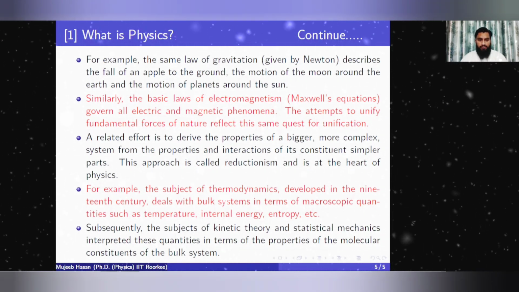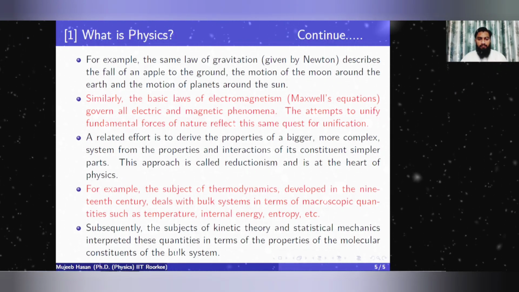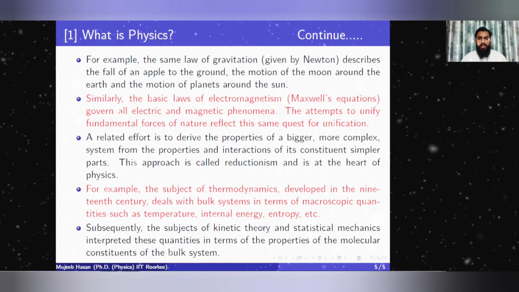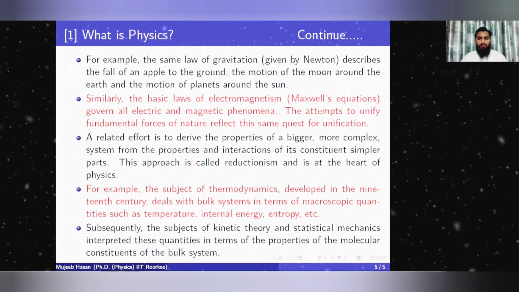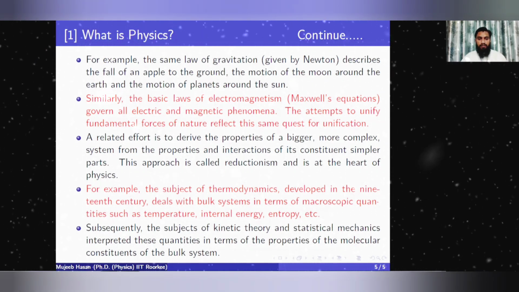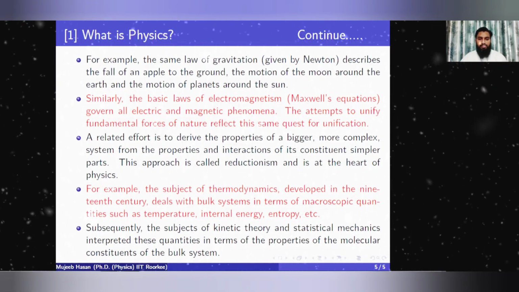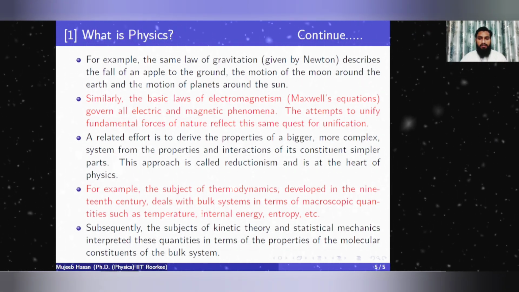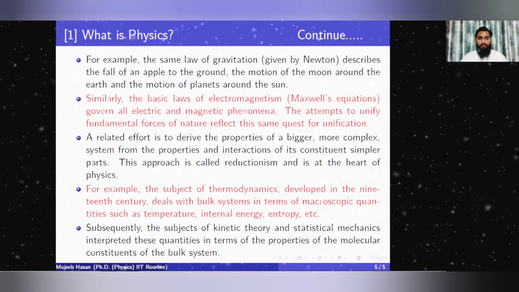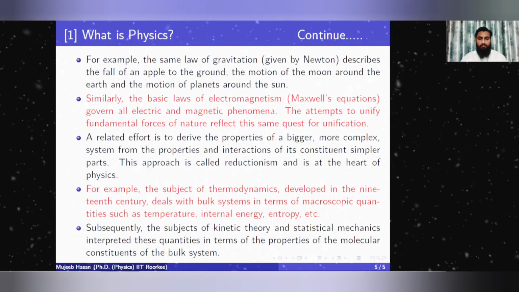Now, as an example of this, the subject of thermodynamics developed in the 19th century deals with bulk systems in terms of macroscopic quantities such as temperature, internal energy, entropy, etc. Subsequently, the subject of kinetic theory and statistical mechanics interprets these quantities in terms of the properties of the molecular constituents of the bulk system.